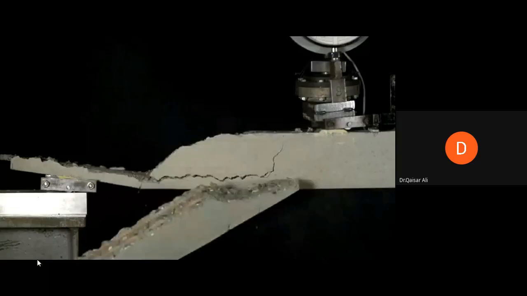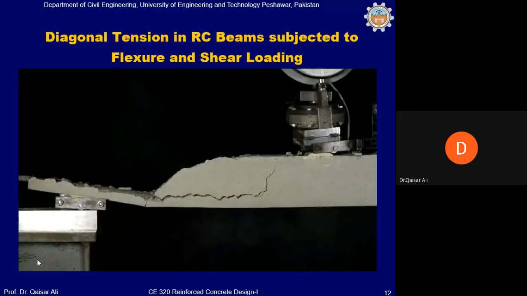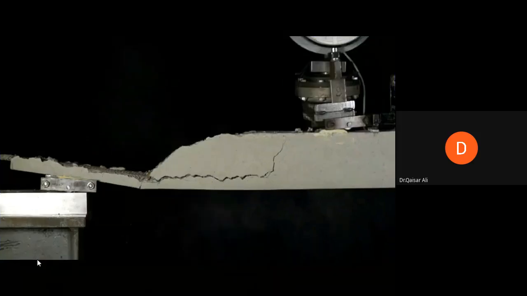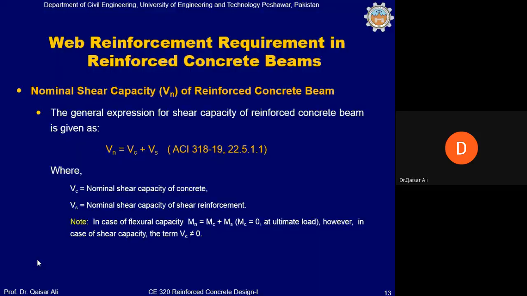So in both these cases, shear reinforcement has not been provided. With these videos, you can realize the importance of shear reinforcement in beams. Okay, next we will see the nominal shear capacity of a reinforced concrete beam.